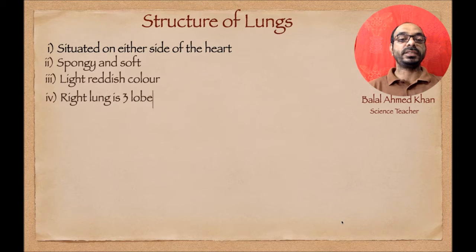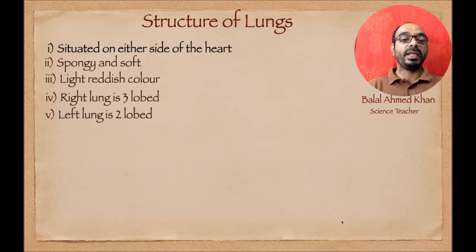And another characteristic is that the right lung is three-lobed because of the heart, and the left lung is two-lobed, because the heart is angled towards the left side of the thoracic cavity. That is why the right side has a huge space. In this huge space, the lung is elongated and has one extra lobe. And the left side is two-lobed because the heart angles towards the left side. That is why there is no huge space for the lung to enlarge. That is why the left lung is two-lobed.